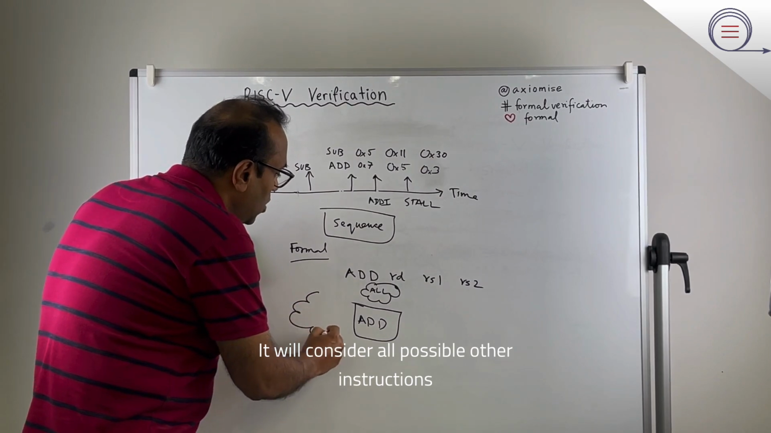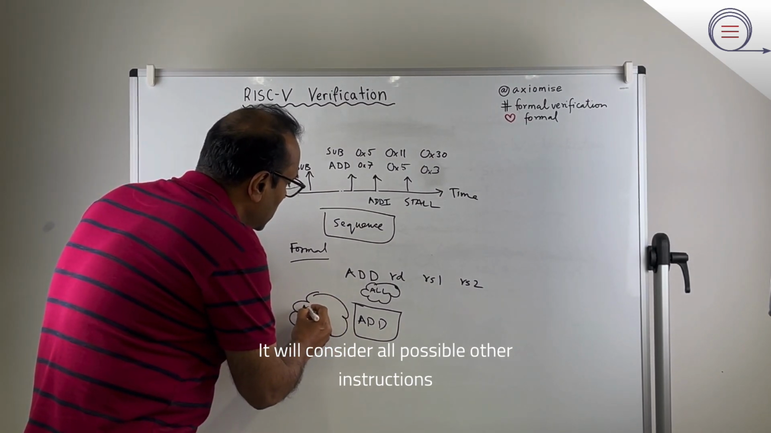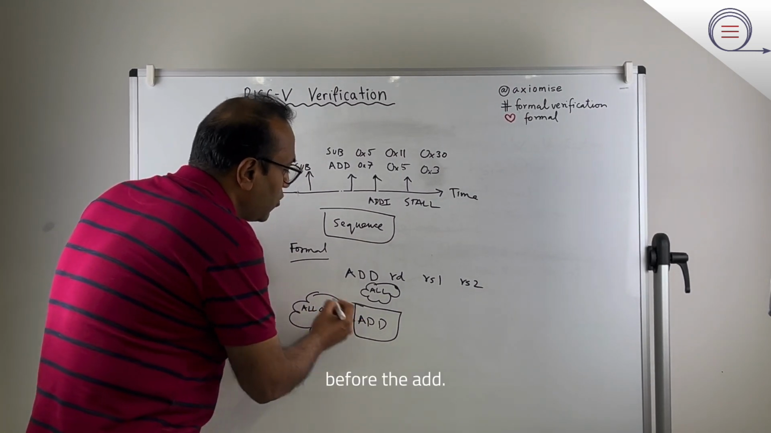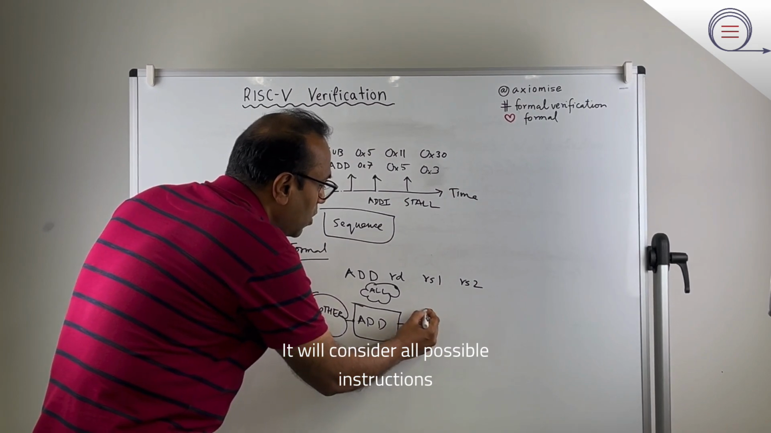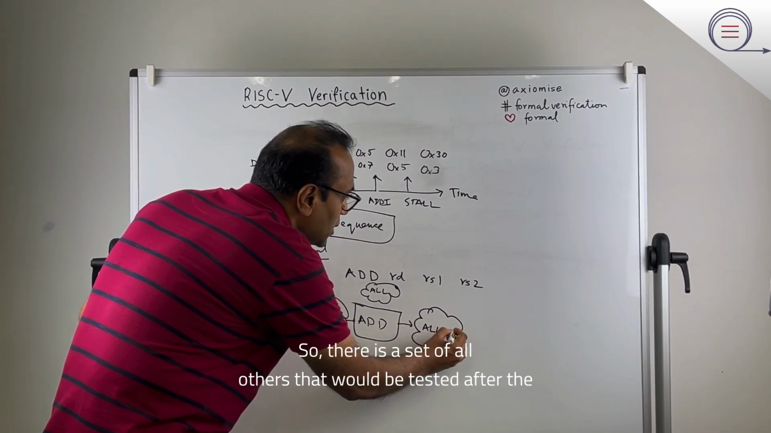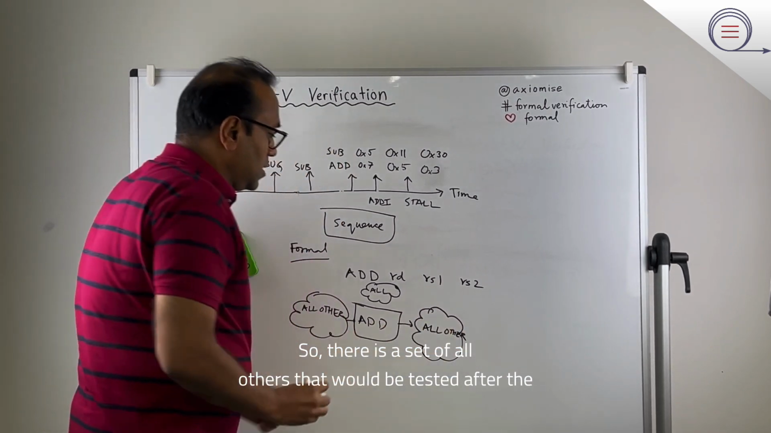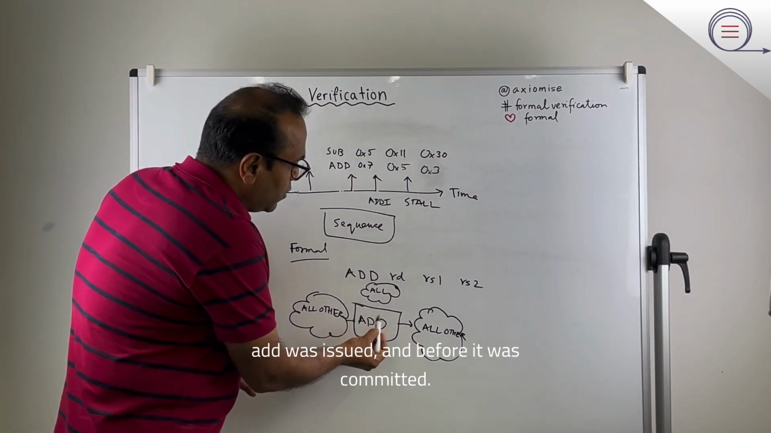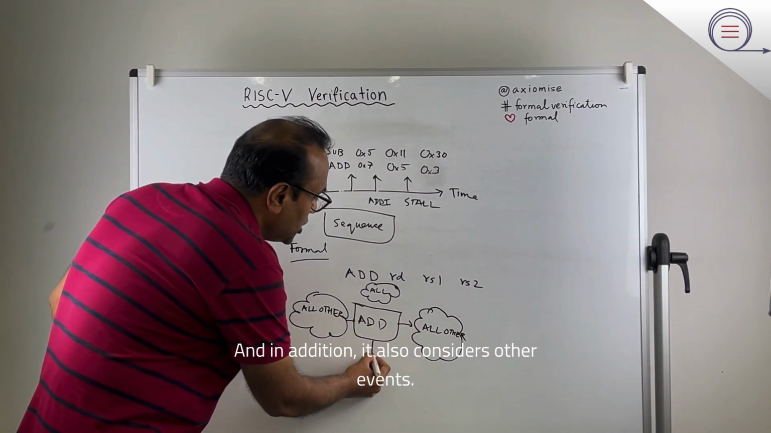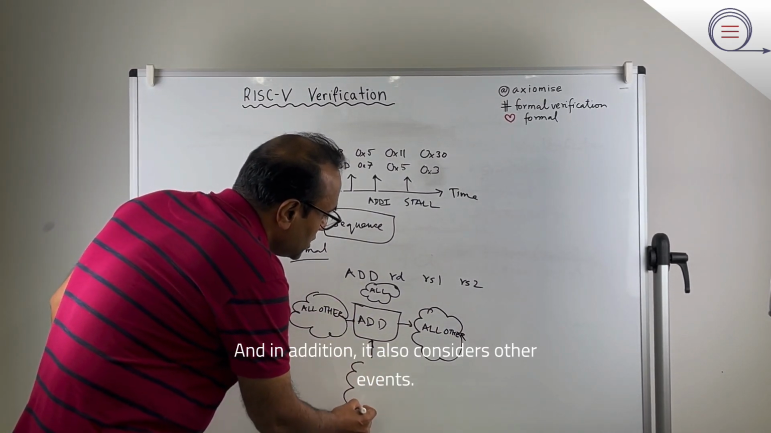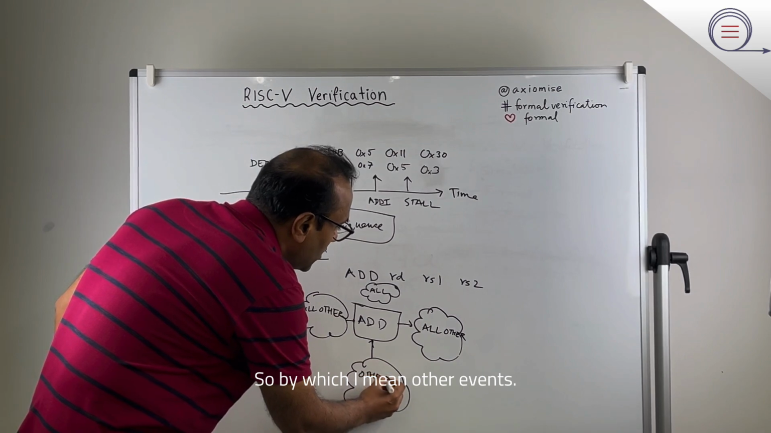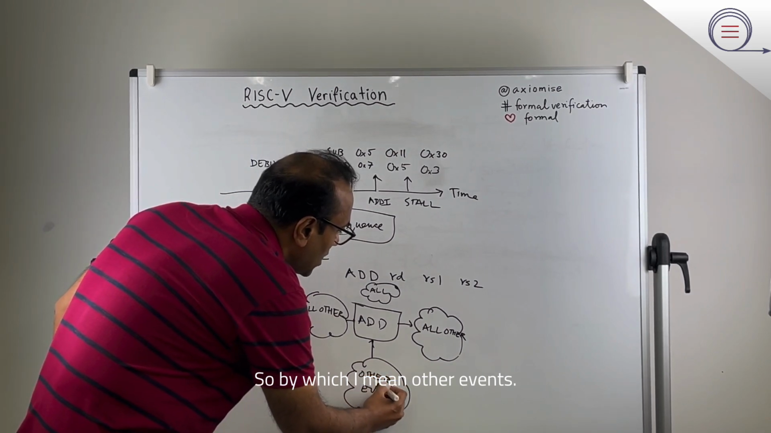It will consider all possible other instructions before the add. It will consider all possible instructions. So there is a set of all others that would be tested after the add was issued and before it was committed. And in addition, it also considers other events. So by which I mean other events.